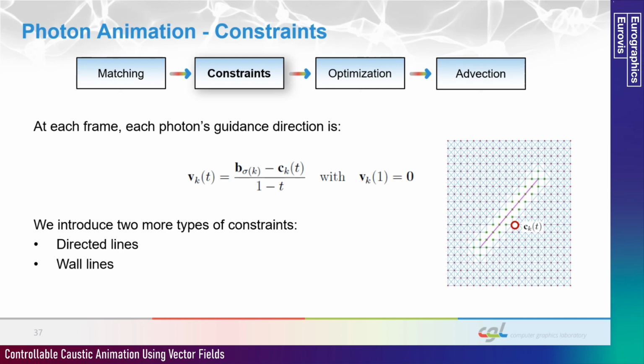So, if we have again the current position and the target position, we can find the shortest path between them in the graph. We then use the current vertex and the next vertex in the path to compute the new guidance direction, which is also scaled by the total length and the time t.